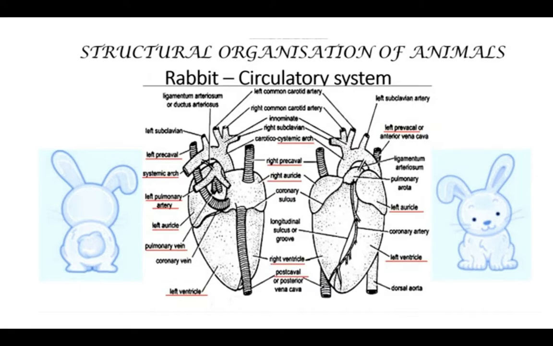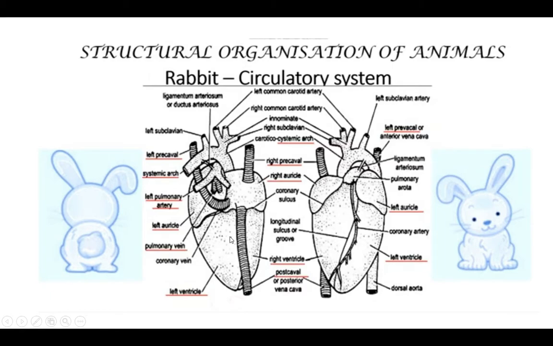Here I have shown you the heart structure both in dorsal view and ventral view. So this is the dorsal view. Dorsal view means when you look at the heart of a rabbit from the back side, this is the view. That is the back side of the heart. And this is the ventral view. When you look at the heart of a rabbit from the front, this is the view.